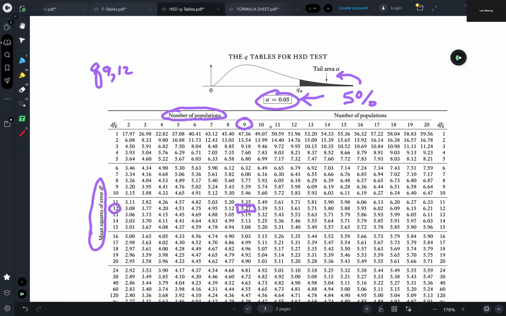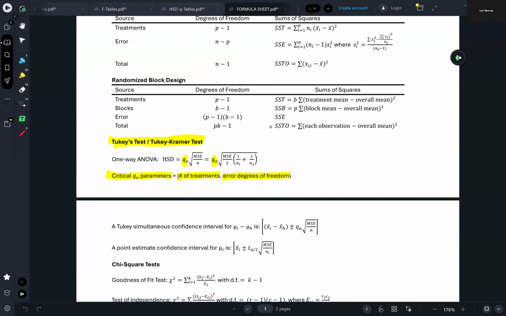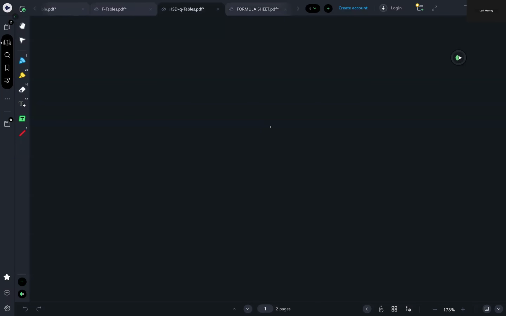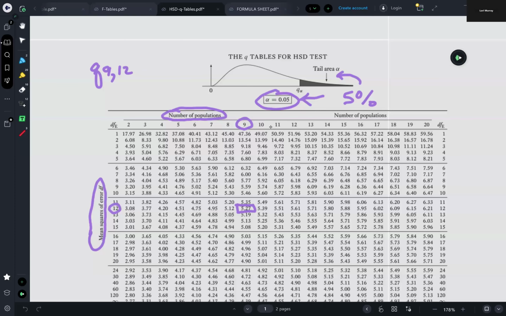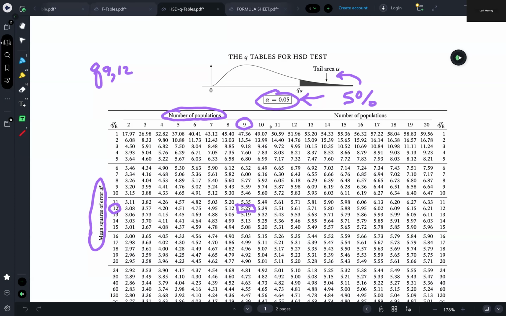And so that is what is used in the formula on the formula sheet. So you would use 5.27 and you would just put that into the formula. And that's how you use the Q table for the HSD test, or in other words, it's called the multiple comparison test.